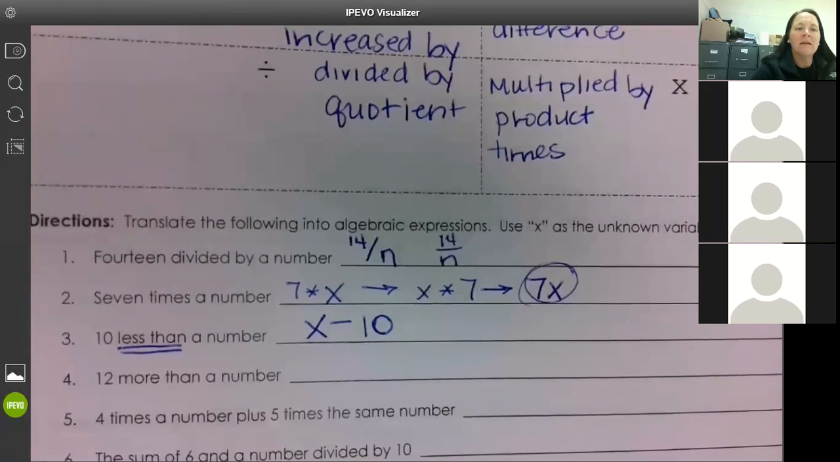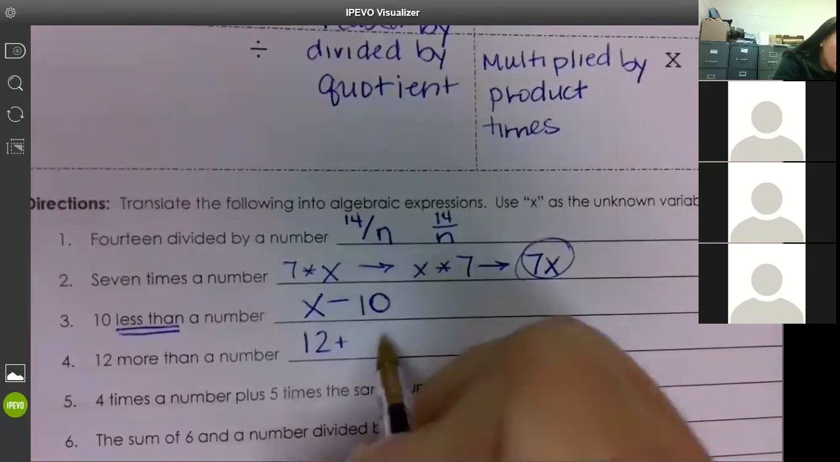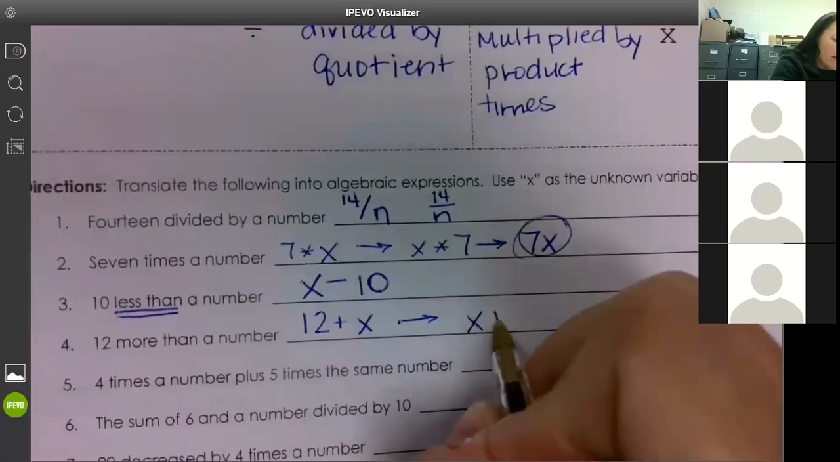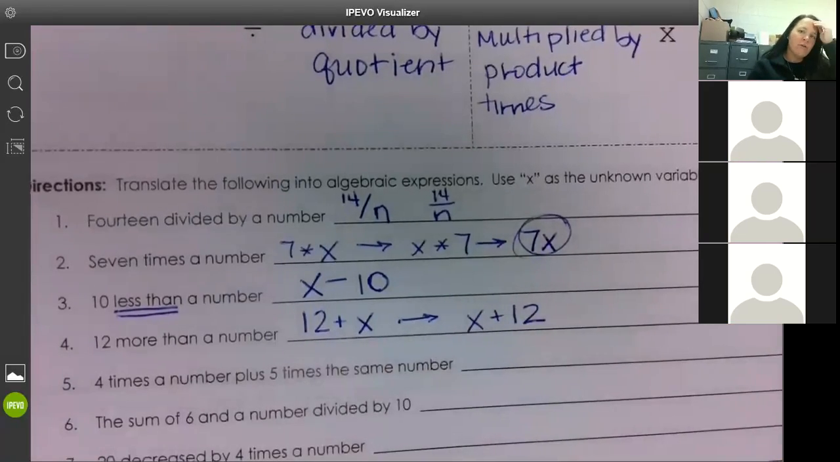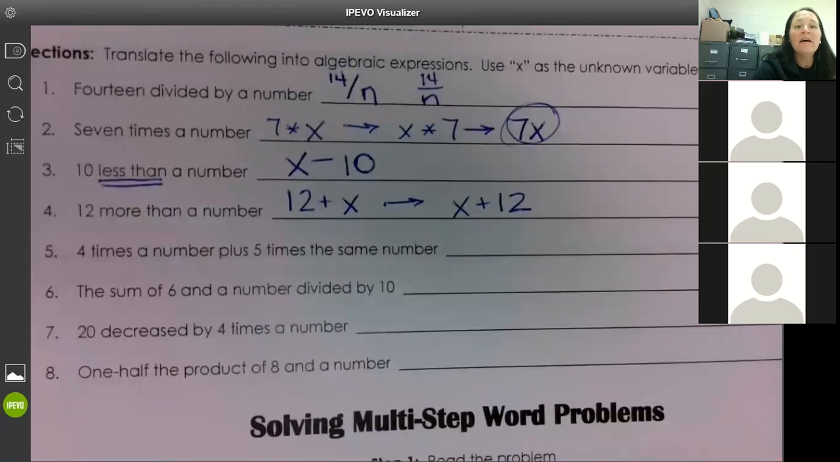Number 4 is 12 more than a number. What does more than mean? Add, subtract, multiply, divide. Add. So this one, it doesn't matter what order you put it in. You can do 12 added to x, or you could do x plus 12. Neither one of those matter. They're interchangeable.